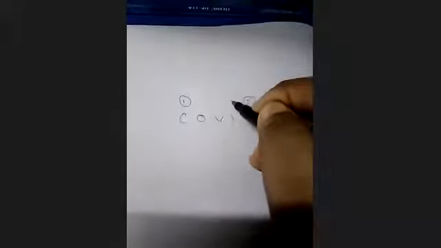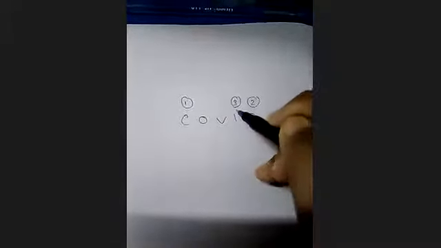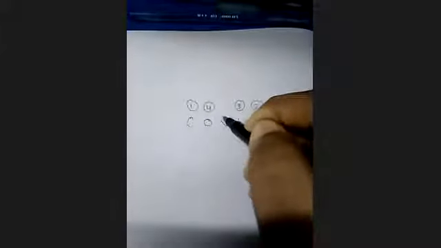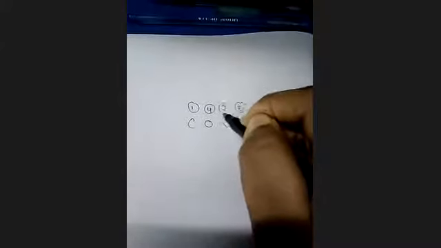See, on the head of C, write 1. After C, it comes to D. On the head of D, write 2. And after D, it comes to I. So on the head of I, write 3. And no, Siddharth, your answer is wrong. After I, it comes to O. So on the head of O, write 4. After O, it comes to V. So on the head of V, write 5.